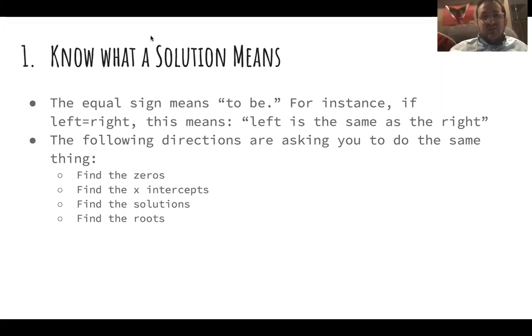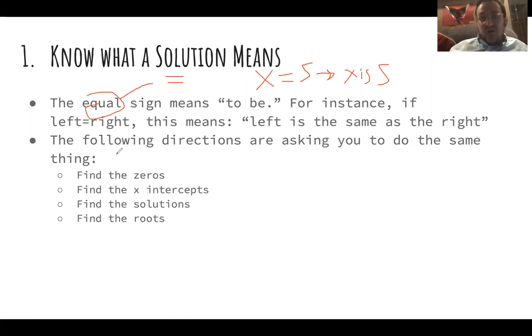All right, so trait number one of mathematically proficient students is the understanding of what a solution means. At the heart of it, this is rooted in a simple sign that we call the equal sign. The equal sign means "to be." So if I write x equals 5, this means that x is 5. If left equals right, this means that the left side is the same thing as the right side.